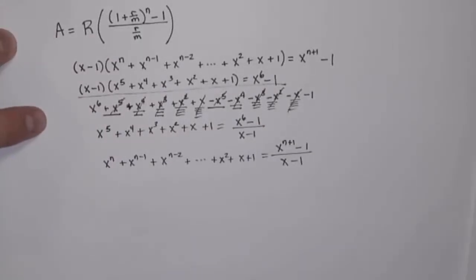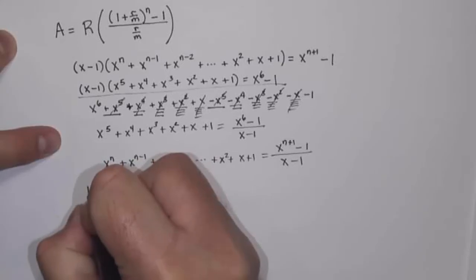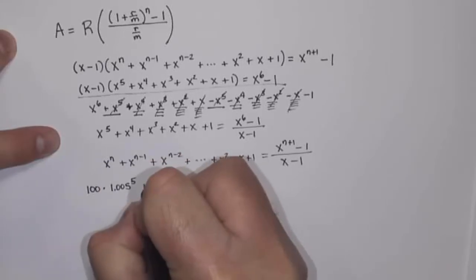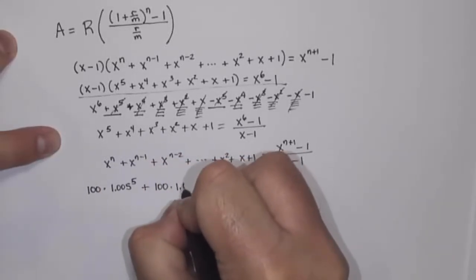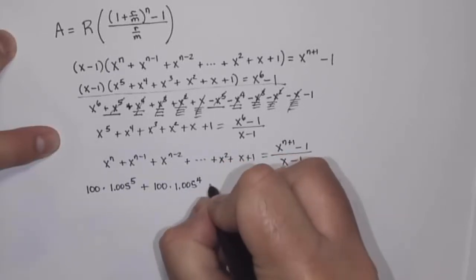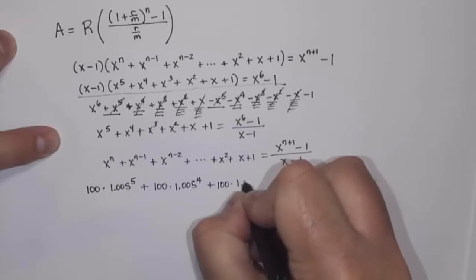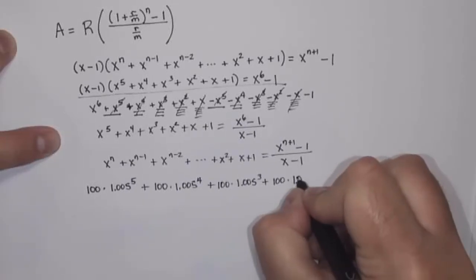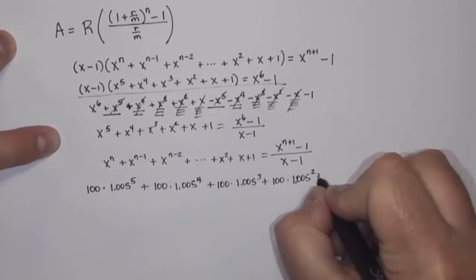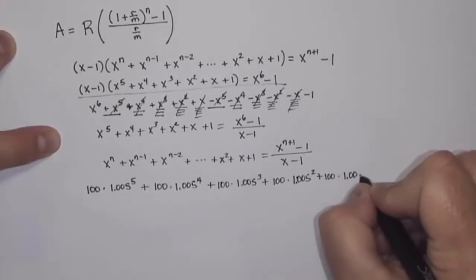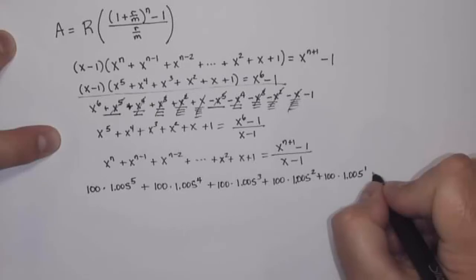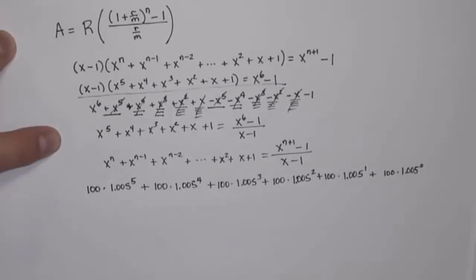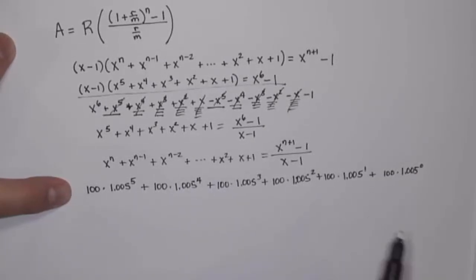So what we really had going on there was that we had the $100 times 1.005 to the 5th power plus $100 times 1.005 to the 4th power plus $100 times 1.005 to the 3rd power and 1.005 to the 2nd power and 1.005 to the 1st power, and last but not least we had 100 times 1.005 to the 0 power. So this is what we had in example 1.